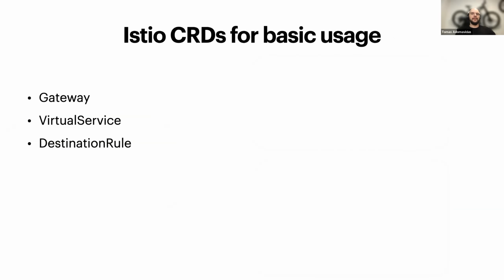So for basic usage and for the demo, we're going to cover just three CRDs. It's a gateway, and the gateway is basically saying, hey, I have this host, and the ingress controller that is still deployed should flow the traffic, if it matches this host, to this gateway. Then the virtual service is kind of binding to that gateway, saying that, hey, I have this host which should accept traffic from this gateway and route the traffic to this service. And the service is the Kubernetes service that you have.